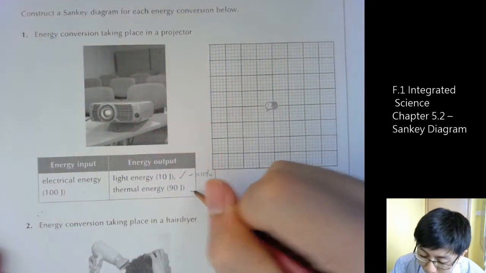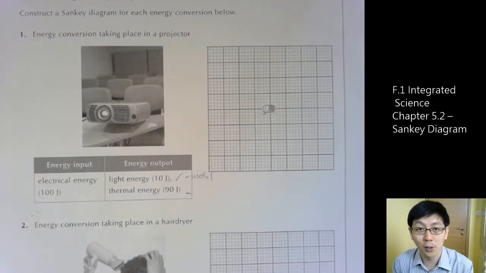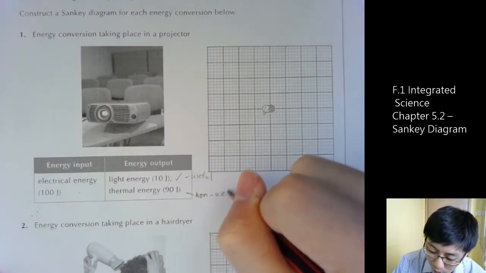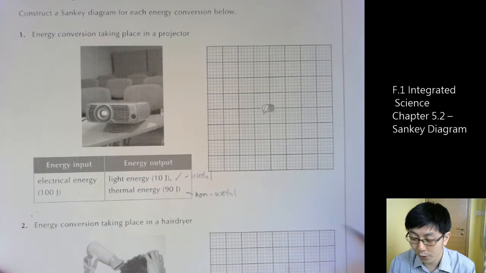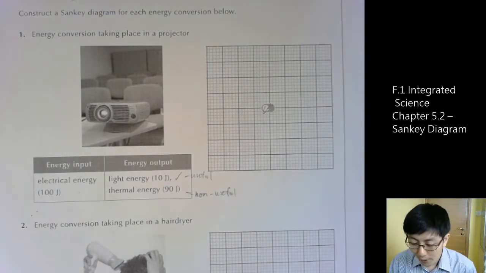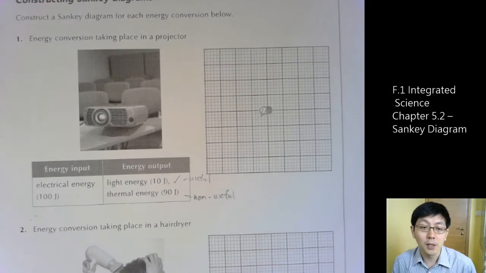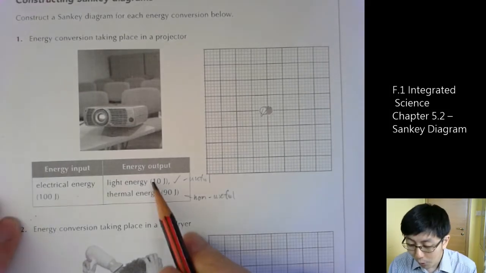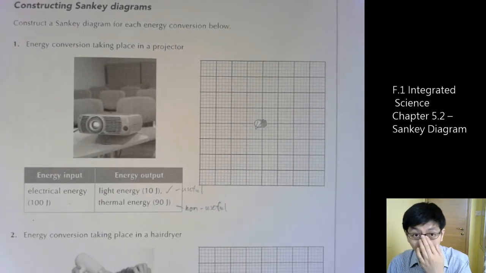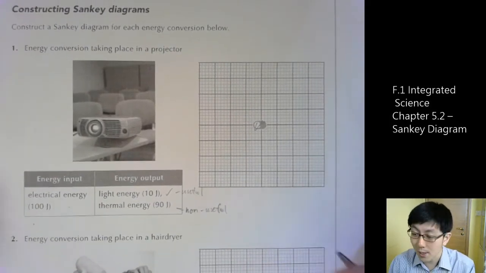And the thermal energy, we are not using the projector to get warm in the winter. So it is the non-useful energy form. Okay, this is a non-useful energy form. So for the input 100 joule of electrical energy and the output only 10 joule will be useful. So if we use the Sankey diagram to illustrate this, we use the arrow.